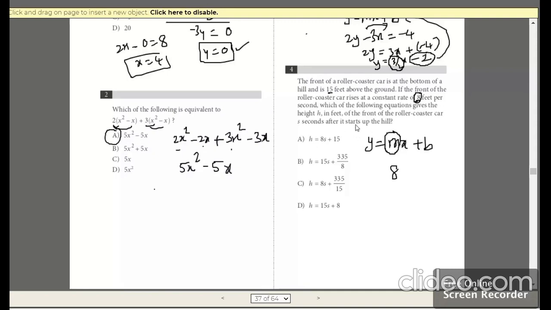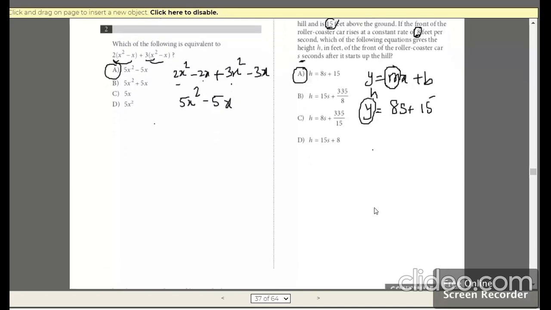So if we denote the time of the car with s seconds, this is 8s, and the initial height is nothing but 15 feet above, that is already there. It starts from 15 if we plug in s as 0, and y, the total height, is going to be h. So just check where is 8s plus 15, that is option A.